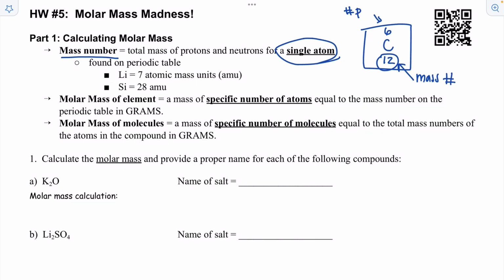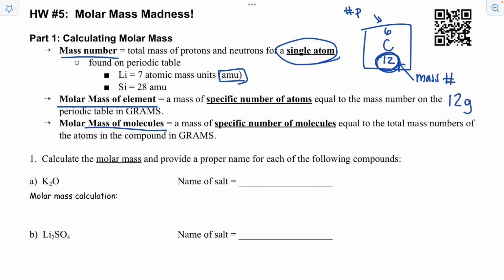The next you can have is the molar mass of an element. The mass number is in a unit called AMU, atomic mass units, because it's for a singular atom, very, very tiny. If you have a molar mass of an element, that is the same number as the mass number, except for the unit is in grams. So the molar mass of carbon is 12 grams.